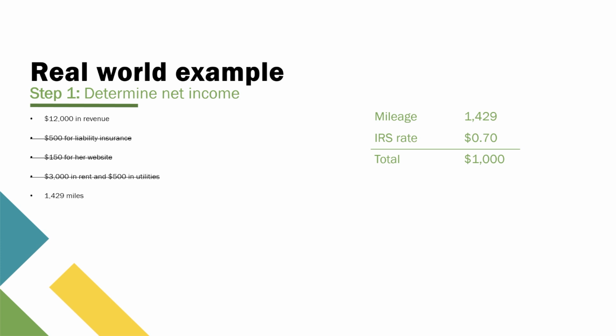And the last thing is mileage. So 1,429 miles, we have the IRS rate of 70 cents, and look at that, it comes out to a nice even $1,000. For both the home office and the mileage, if you want more information on how to maximize that, we will have some live streams coming up. So just take a look at the calendar and see when those are coming up.